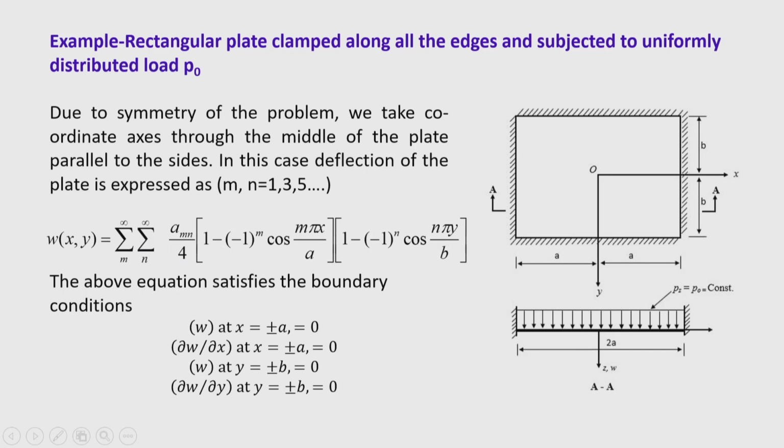Okay. So, what happens because the sine function appears here as a product term, when you put x equal to a or y equal to b, then you will get sine of m pi or sine of n pi. Sine of any integer value m pi will be 0, or sine of n pi, where n is any integer, will be 0. Therefore, the slope is also satisfied at the boundary, and the deflection is also satisfied at the boundary. So, this function can be selected as a shape function to be used in Rayleigh's method.